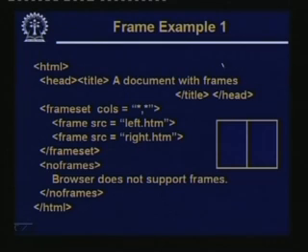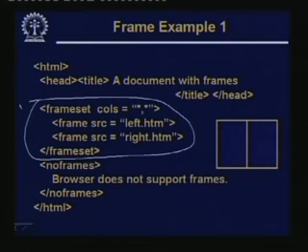Let us take some simple examples. Here there is an HTML file with some frame definitions. You see this frameset cols equal to star, star. Star, star means there are two columns, both of equal width. On the left frame you display a page left.htm, on the right frame you display a page right.htm. This is how this particular frame will be displayed.